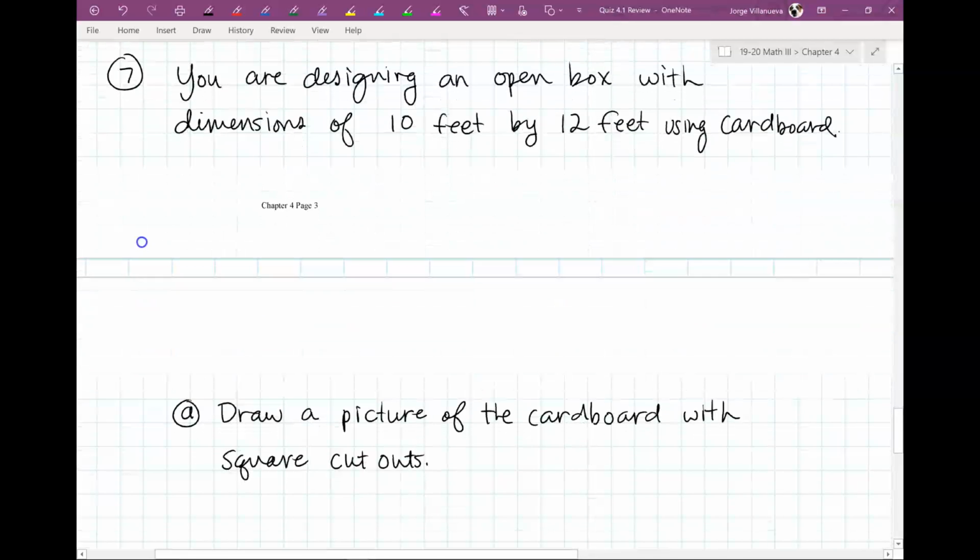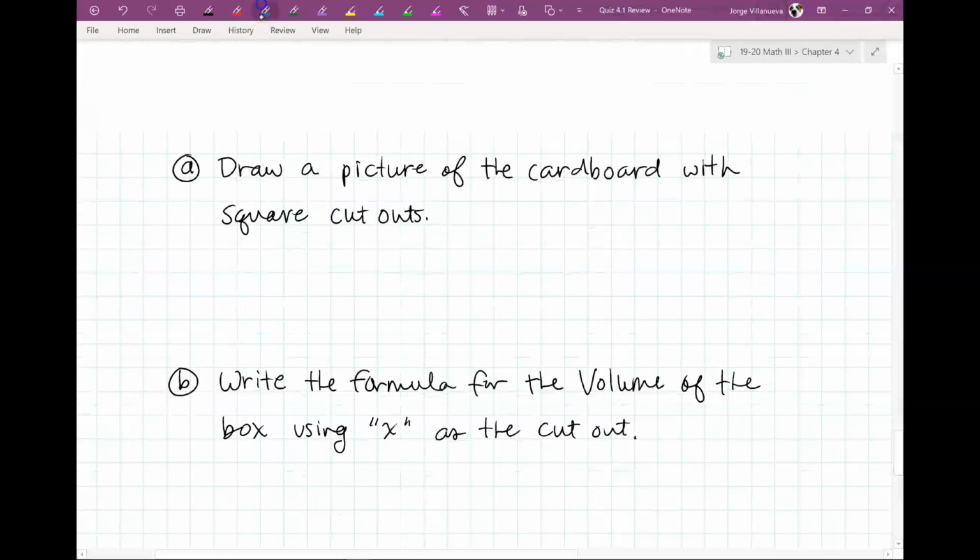Okay? So the last question we're going to go over. This is the stuff that we did Monday and Tuesday. Okay? Says you are designing an open box with dimensions of 10 feet by 12 feet using cardboard. Okay? So 10 feet, let me just write this down here. 10 feet by 12 feet. And we're going to go through this quickly because what they want us to do doesn't take very long. But you just have to know what you're doing, but it doesn't take very long.